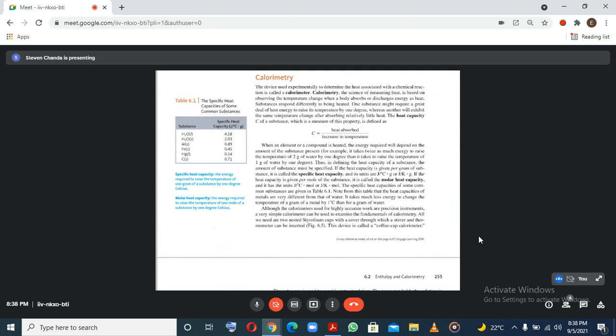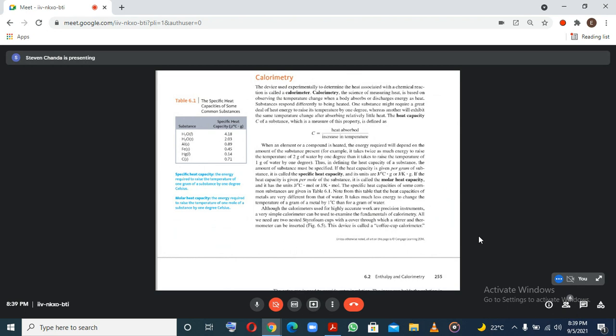Now there are two terms which are very important for you to understand and differentiate. Specific heat capacity is the energy required to raise the temperature of 1 gram of a substance by 1 degree Celsius. Molar heat capacity is the energy required to raise the temperature of 1 mole of a substance by 1 degree Celsius. So you see the same thing, but where is the difference? For molar heat capacity, we are talking about 1 mole of a substance, whereas for specific heat capacity, we are talking about 1 gram of a substance, right? So please take note of that.